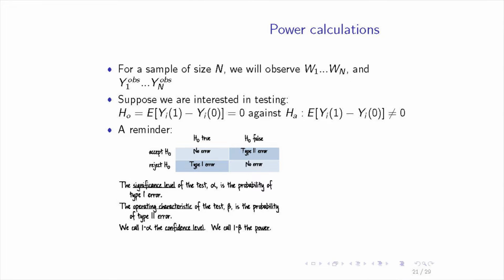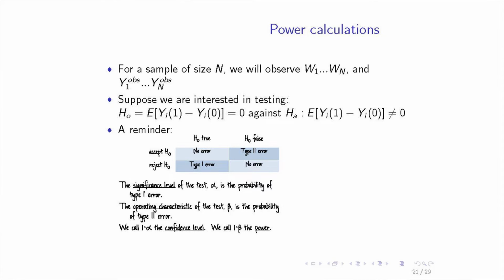And of course, in order to do power calculations, we must say what is the hypothesis that we are interested in testing. And for the rest of today, I'm going to assume that we are interested in testing the Neyman hypothesis. So the Neyman hypothesis is that H0, the average treatment effect, is 0 against the alternative that it's not 0.